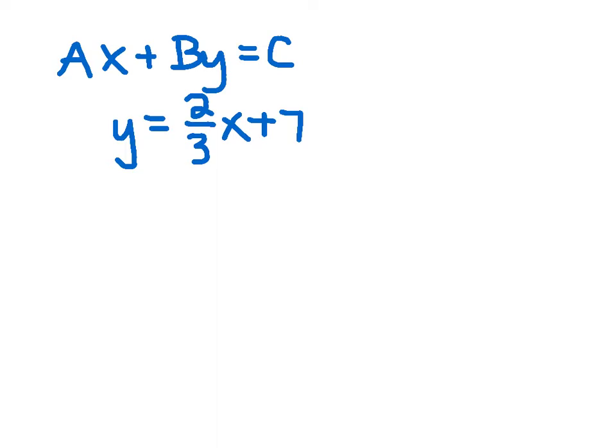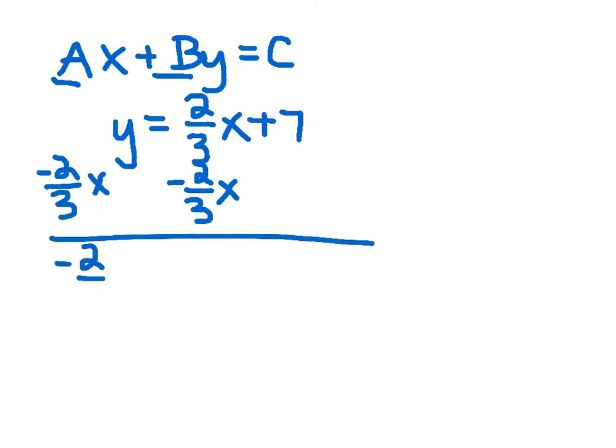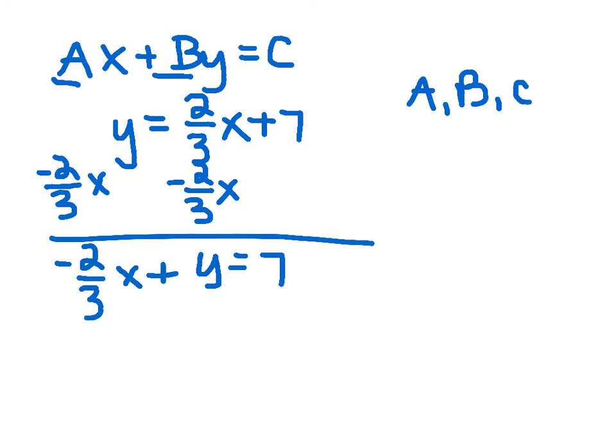But right now, this is not in standard form, as you can see, because we need a constant times x plus a constant times y, and that's got to equal a constant. So right off the bat, you can see that I need to bring the x's over here. So that means I have negative 2/3 x plus y equals 7. But A, B, and C all have to be integers.